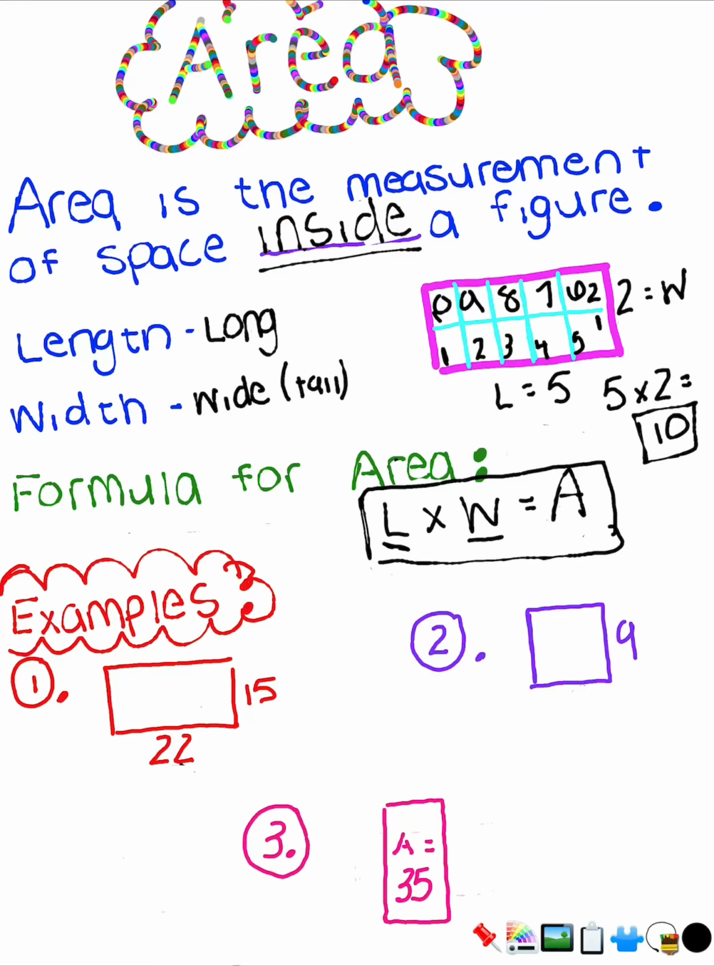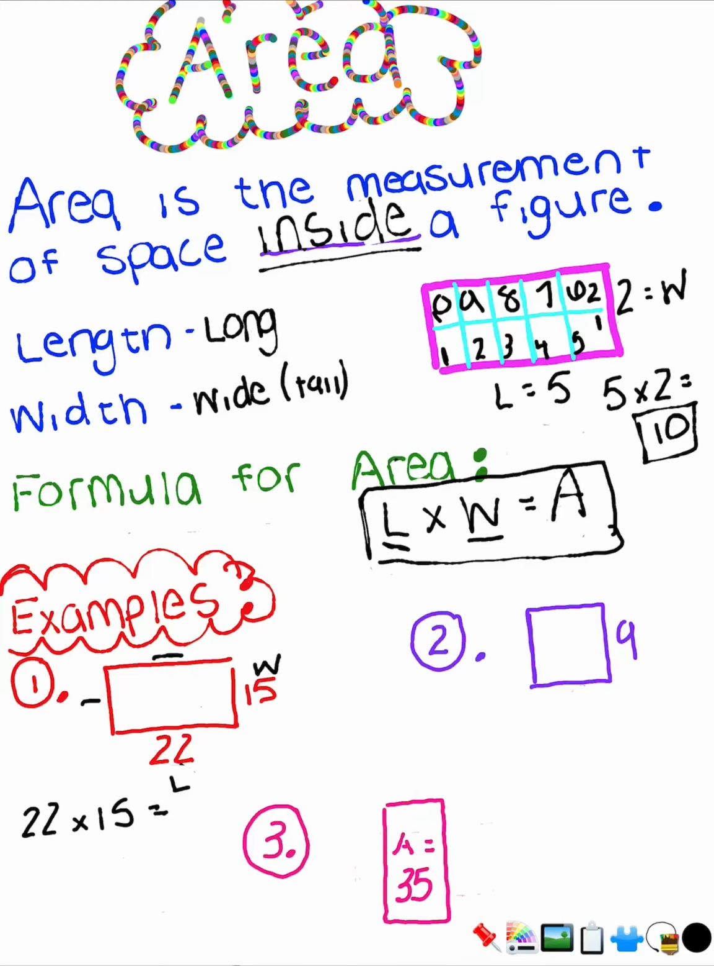So let's look at number 1. I have a length of 22 and a width of 15. Do I need these other sides for area? No, I do not, because for area, I only care about one side for length and one side for width. So don't get that confused with perimeter, okay? So I know that I would be multiplying 22 times 15.